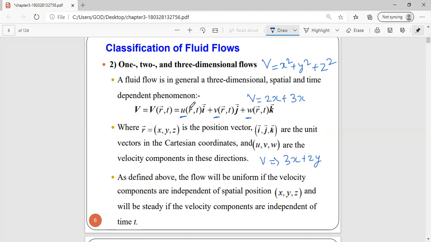That means whatever the equation of that flow, if you are mathematically deriving that equation, or mathematically modeling that flow, and it comes out to be an x, y, z equation, then we call it a three-dimensional flow. As defined above, flow will be uniform if the components are independent of spatial position, and will be steady if the velocity components are independent of time. Okay, now we'll go further.